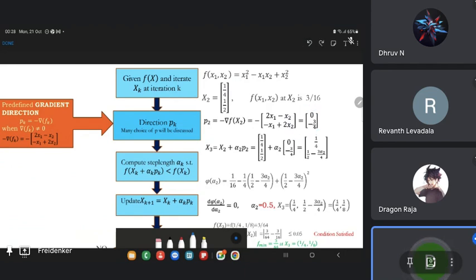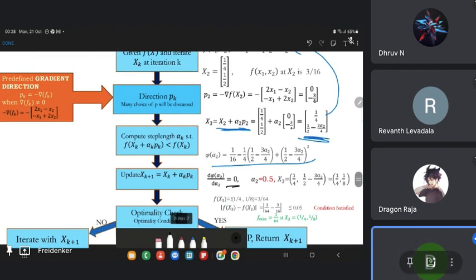You got some direction. How to find x3? Old point plus alpha into p. You got something in alpha. Plug it in the function value. You will get some function in alpha. Differentiate it and equate it to 0. Solve the equation. You'll get some alpha value. Put it back in x3. You will get x3.